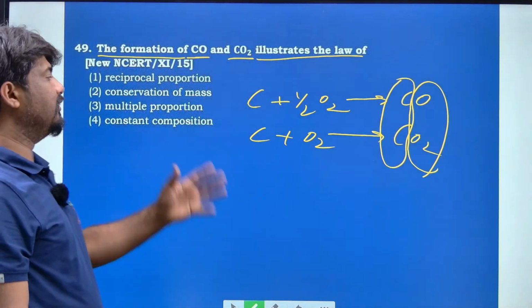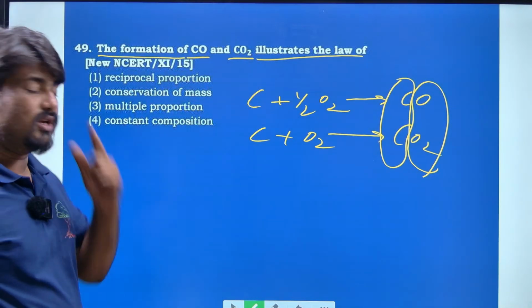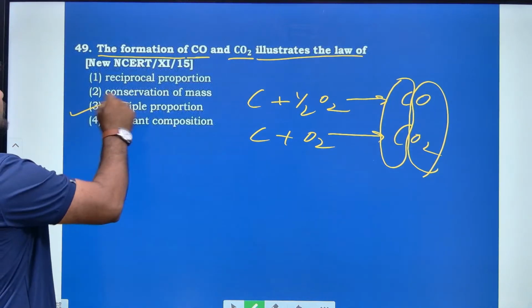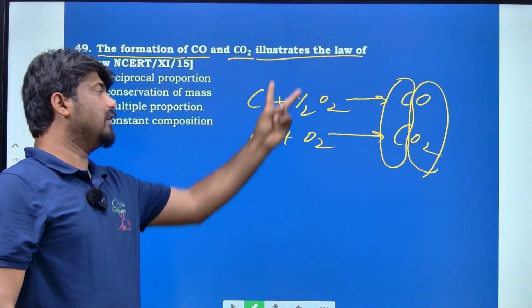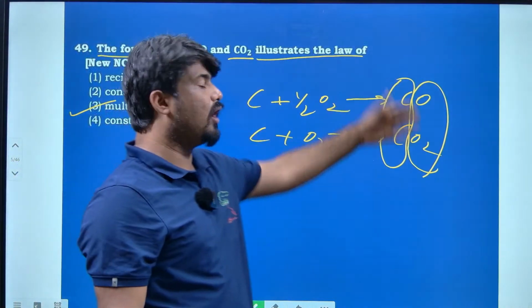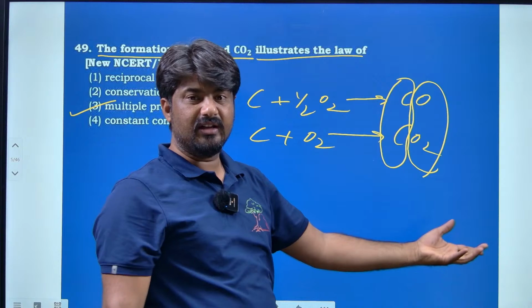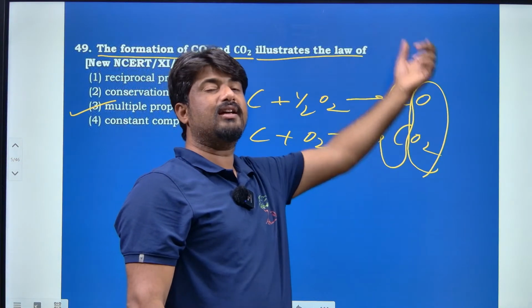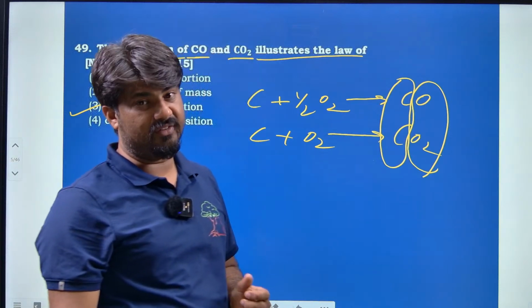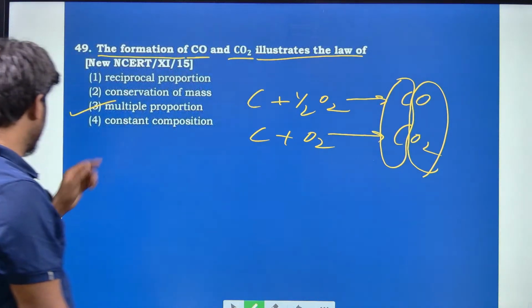This concept is explained by the law of multiple proportions, and the right answer is C. When two different elements combine to form two or more compounds, one element has a fixed mass while the other has different masses. Well, go to the next.